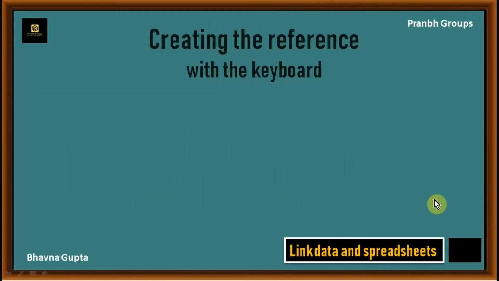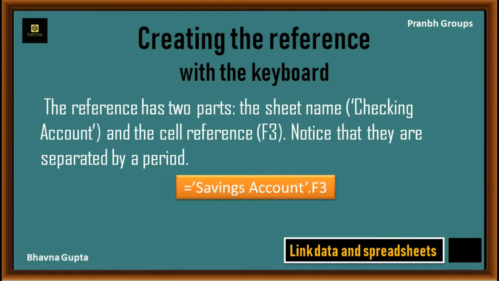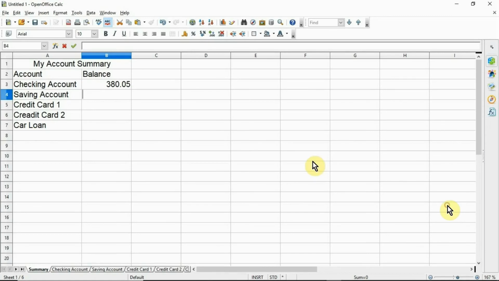And the second one is creating the reference with the keyboard. The reference has two parts: first a sheet name, and second a cell reference. Notice that they are separated by a point. Let's do the practical and see how to create a reference with the keyboard.